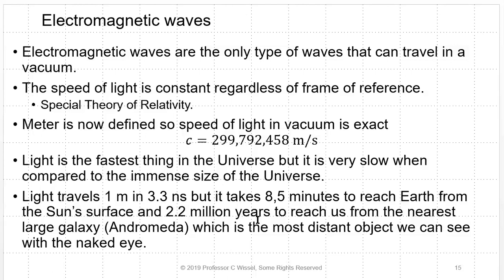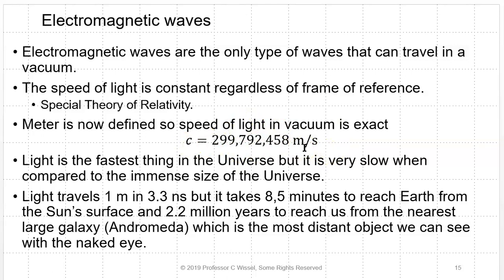Okay, now the speed of light is constant regardless of the frame of reference. Everybody, no matter how fast they're moving, measures the speed of light at a constant speed. This is the special theory of relativity, which we will cover in chapter 26. Now the meter is defined so the speed of light in vacuum is exact. So the speed of light is one of these physical constants that is actually very useful. If you want to know the speed of light out to 9 digits, here it is. That's how much we know it now.